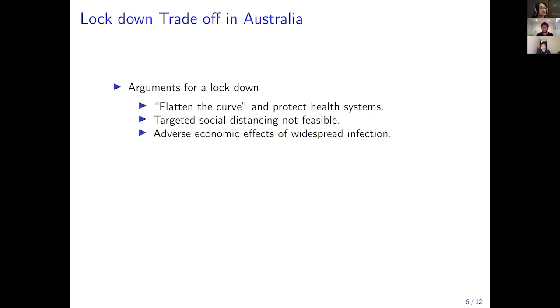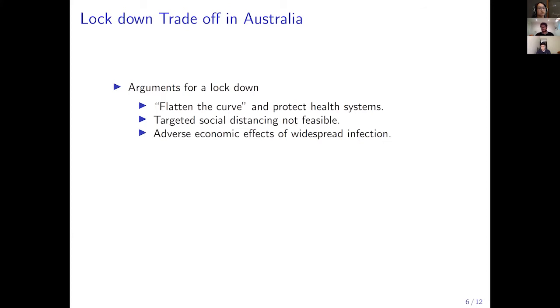The other argument for a lockdown, which guided Australia's policy, was that if we let the virus spread in an uncontrolled fashion, we might end up with the situation that we saw in Italy, which we're now seeing in the UK and the US. And that on its own has economic effects. An economy where a large number of people are infected, people are afraid of being out and about in public, is never going to be a healthy economy.